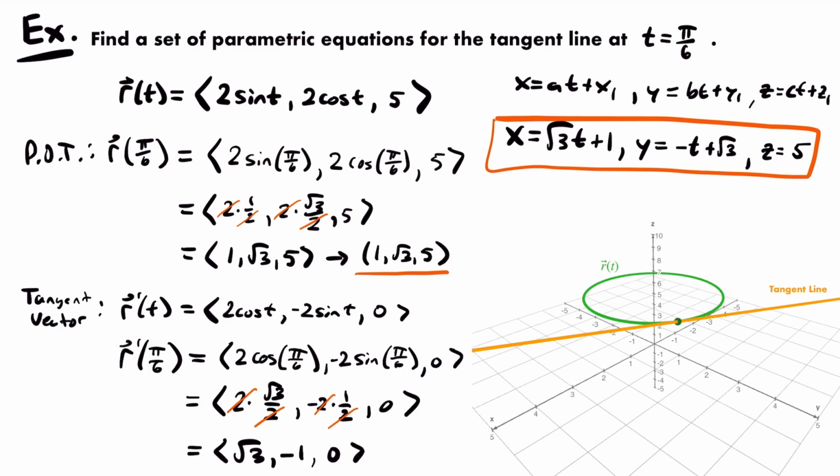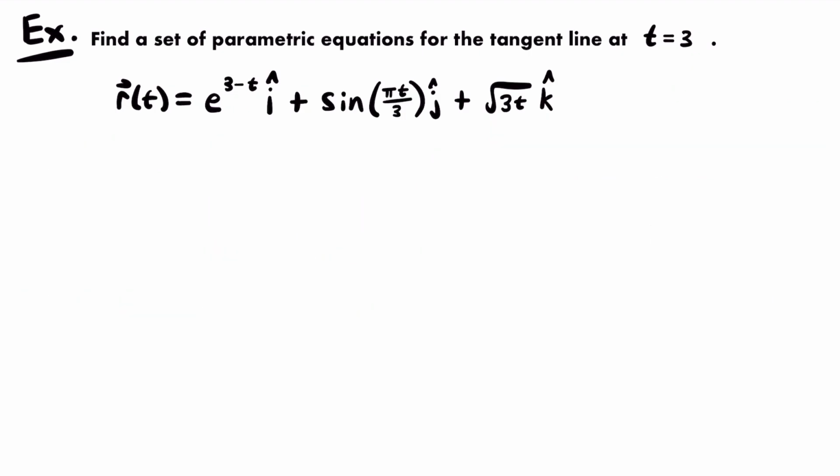Let's take a look at another example. Here we once again want to find a set of parametric equations for the tangent line at t equals 3, and for this vector function. We have r of t is equal to e to the power of 3 minus t times i plus sine of pi t divided by 3 times j plus the square root of 3t times k.